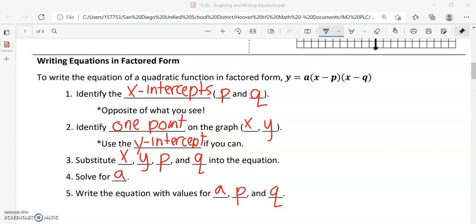5.05, graphing and writing equations, Model B. These are the notes that you're going to need, so you can pause the video right here and copy these down. First step we need to do is identify the x-intercepts.